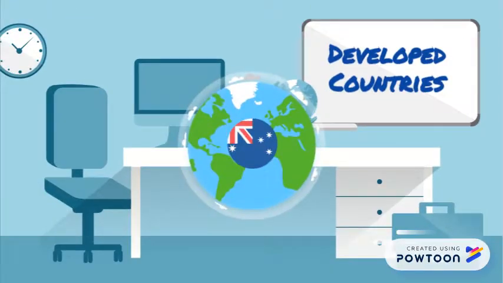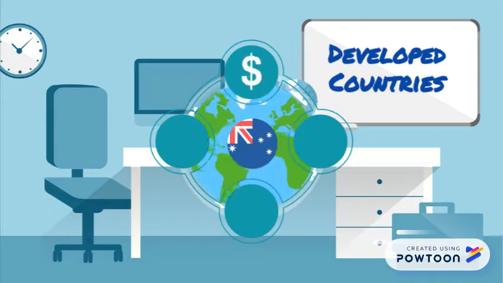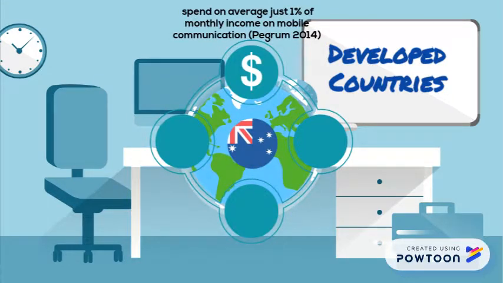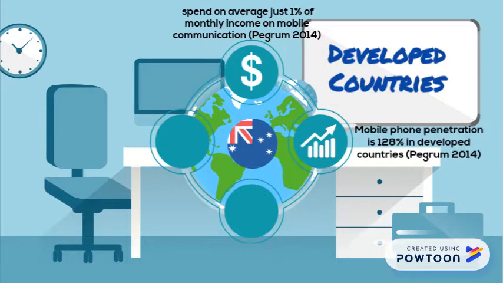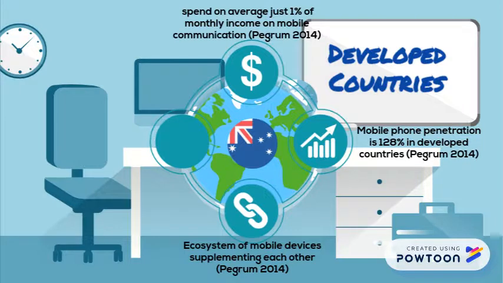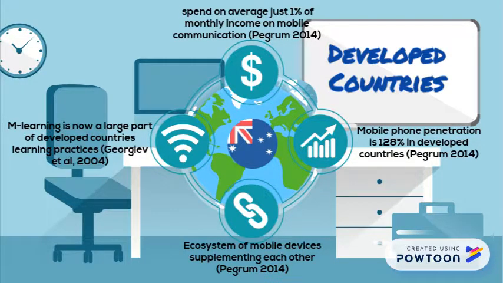Context: the developed world. People spend on average just 1% of monthly income on mobile communications. This allowed for the mobile phone penetration rate to be 128%, leading to more than one device per person. As a result, there now exists an ecosystem of mobile devices supplementing each other. Due to the growth of mobile technologies, M-learning is now a large part of the developed countries' learning practices. For more on M-learning, click the YouTube link.